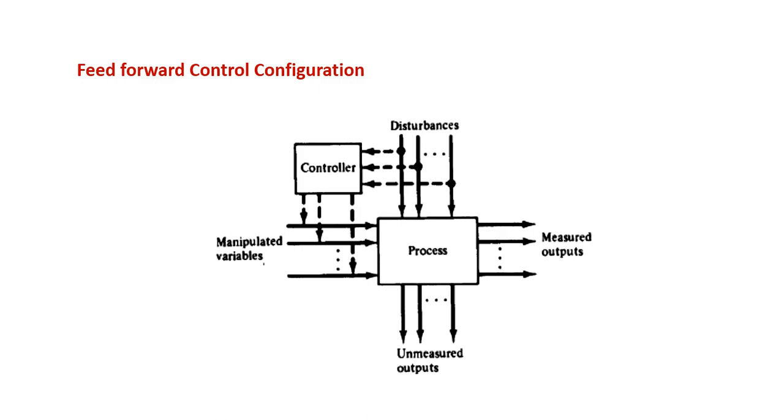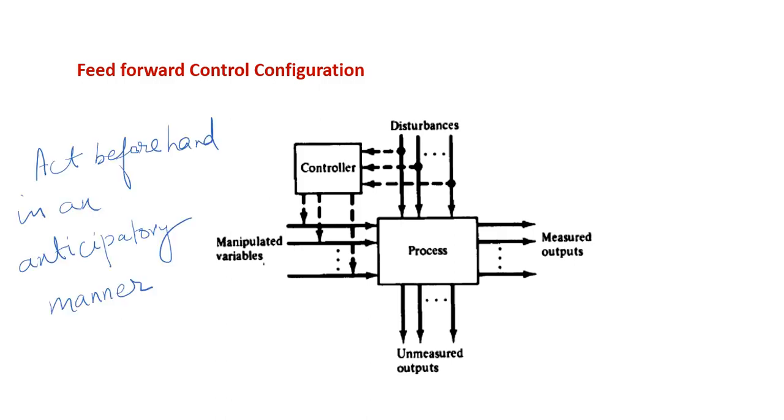So this type of feed forward is known as anticipatory manner. It works in an anticipatory manner. Before the disturbance is felt by the system, the action has already been implemented. Its effect has already been nullified by controlling the manipulated variables. So feedback is a compensatory manner. Feed forward works in an anticipatory manner. That is, we are preventing, we are taking the precautions beforehand.